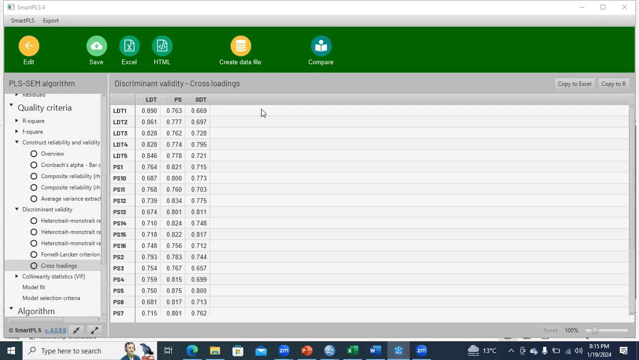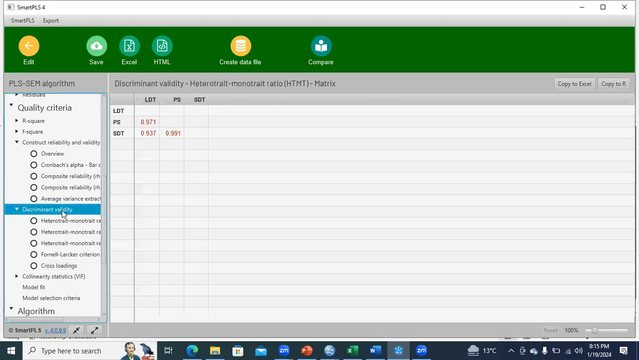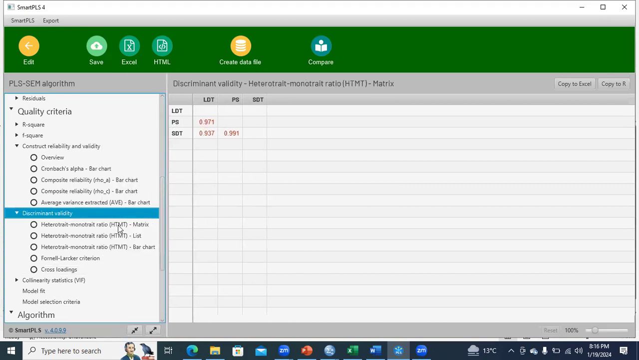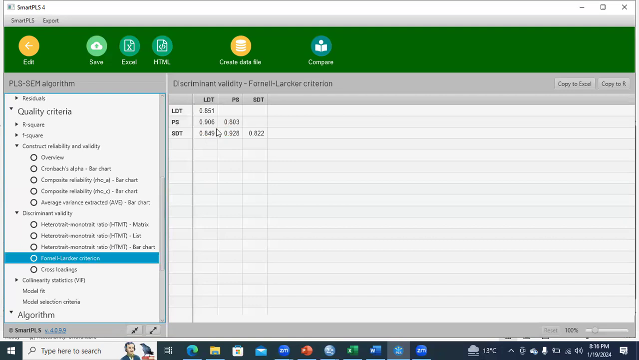Well, I was discussing discriminant validity. You might have three criteria in order to assess the discriminant validity. The first one is basically the HTMT ratio. In the case of HTMT, the values should be less than 0.90. In the case of Fornell-Larcker criteria, the values under the first value of the column should be less than the first value of that column. So in this case, I can say that Fornell-Larcker criteria is not established.